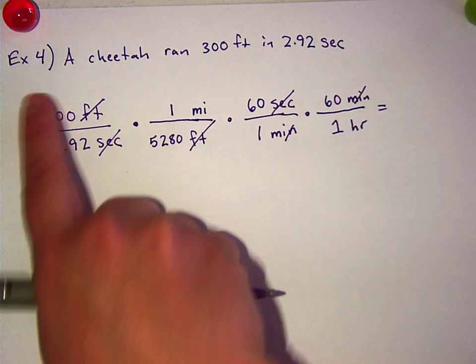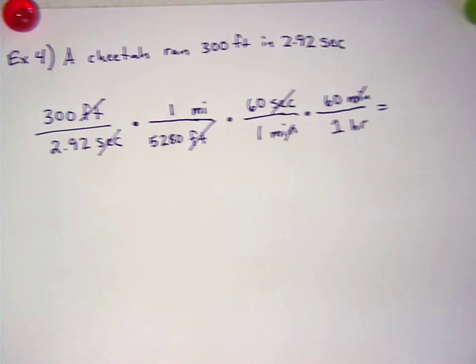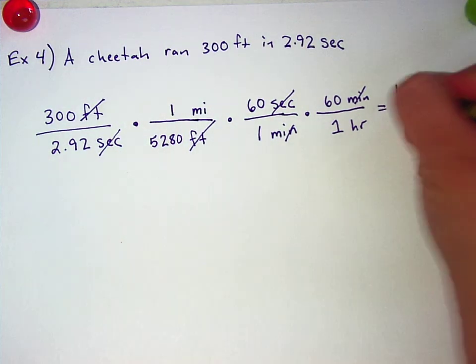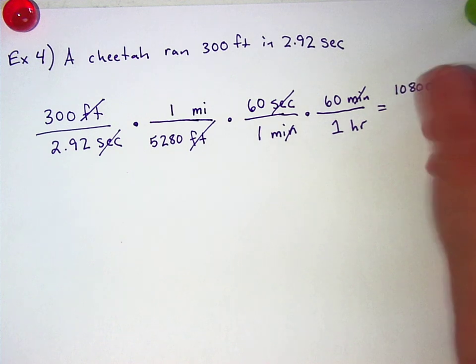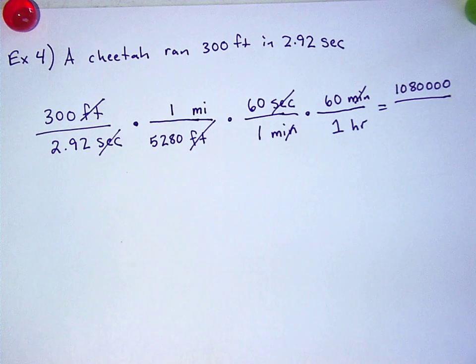So now in your calculator, you're going to multiply all the top numbers together. So 300 times 1 times 60 times 60. I mean, you don't even need to do that times 1 in there, right? Because anything times 1 is the same thing. It's going to be a large number. You should have gotten 1,080,000.